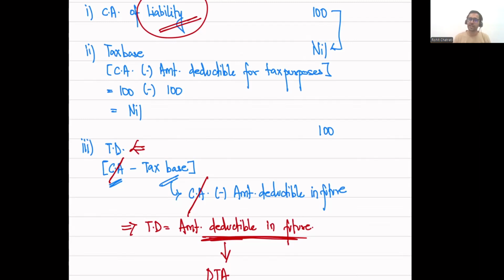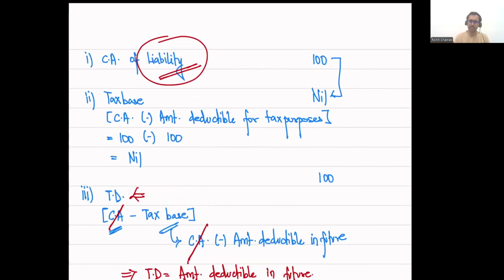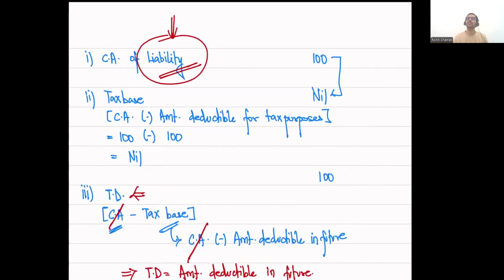For an asset, the carrying amount represents the future taxable income. Tax base represents the amount that is going to be allowed as a deduction in future. Therefore, temporary difference, I told you, is the net taxable profit or net tax deduction that I will have in future. That was the interpretation for assets. I had not shared the interpretation for calculating the tax base or temporary difference of a liability at that point. I am now telling you the interpretation.